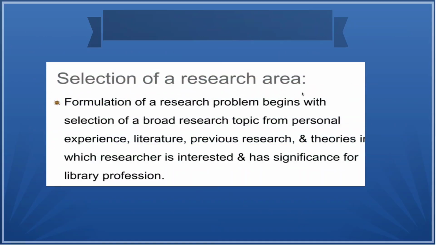The selection of a research area. First, you have to start with the selection of a research area. Formulation of a research problem begins with the selection of a broad research topic, in which topic you are interested, or have more doubts, or want to find a solution. That research topic can come from personal experience, your previous work experience, or the literature. When you read books from the library and get questions or queries for which there are no answers, you can select from them.